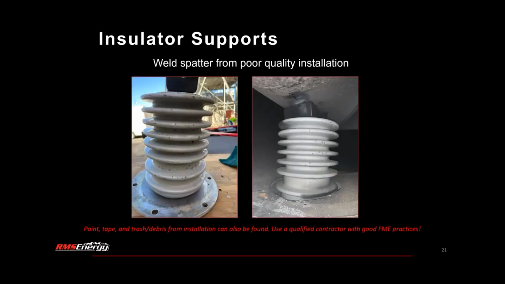And then if it's a first inspection for a bus duct, there can be issues from poor quality installation that are found that can be addressed. So some examples of that in these pictures are weld spatter and poor FME, with metal shavings left inside the bus duct. But it's also common to find paint and tape and sometimes trash and debris left in a bus duct from installation. One reason why it's important to use a qualified contractor with good FME practices when you're installing or making modifications to a bus duct.